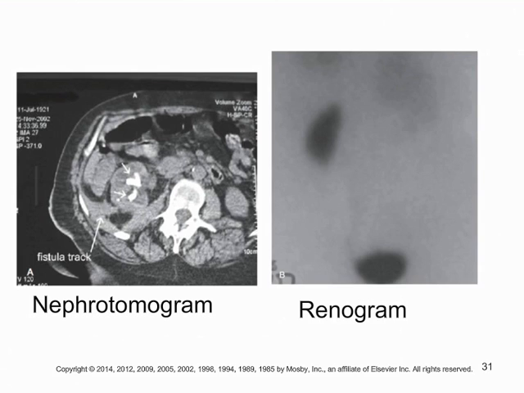On the right you have a renogram, which is also called a nephrogram. They're used fairly interchangeably. And you can see what that image of the kidney looks like. It's a lot more opaque and ambiguous.